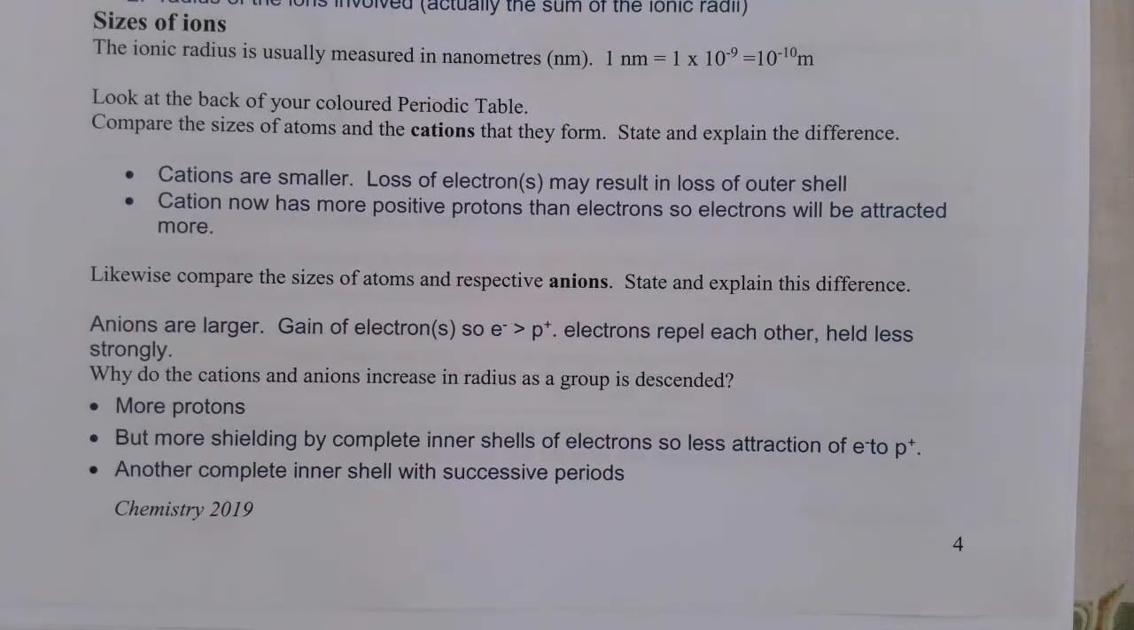As you go down the group, you've got more protons, which would force it the other direction, would make it smaller. But you've got 2 competing factors. You've got more shielding, which is provided by a complete inner shell of electrons, and you've got another complete inner shell, so your outer electrons are further away from the nucleus. So whether you're a cation or an anion, they increase in radius as you go down the group. And you can see that again on your coloured periodic tables.